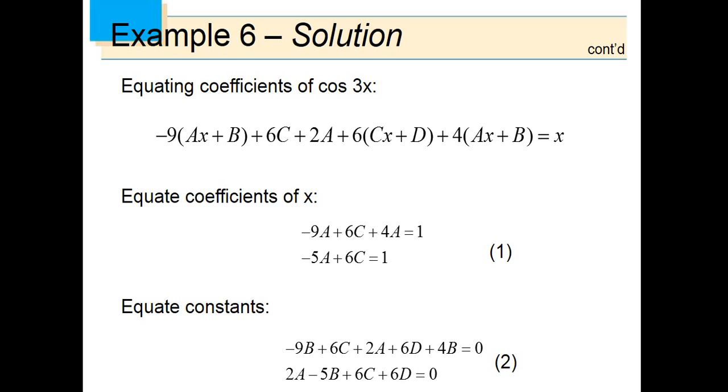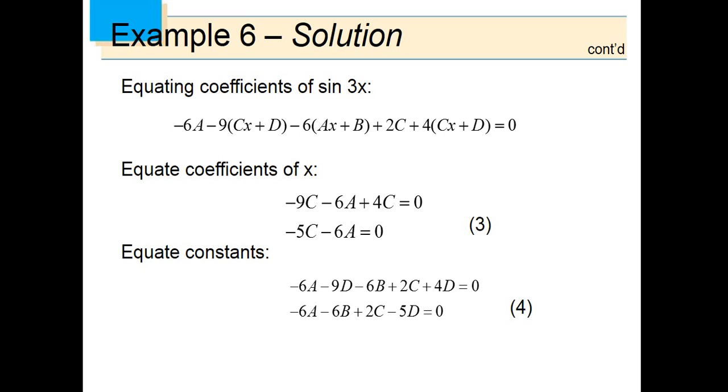From this same equation, we equate constants. So you have a negative 9b, a 6c, a 2a, a 6d, and a 4b. If we simplify, this would be 2a minus 5b plus 6c plus 6d is 0 because we don't have a constant here. You do the same after you have equated coefficients of the sine 3x in the original equation.